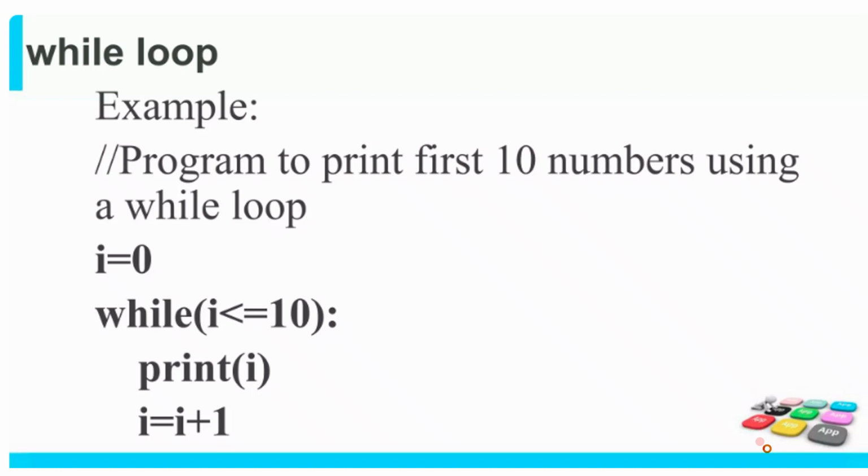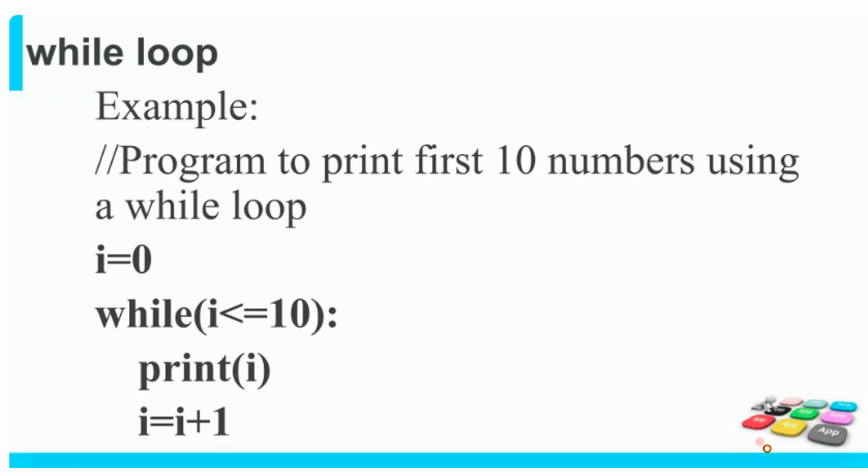That means we are asking the compiler to do all the jobs written below the while loop till the value of i is either less than or equals to 10. And we know that right now the value of i is 0. So the condition is true because 0 is less than or equals to 10. So it will go inside the while loop.